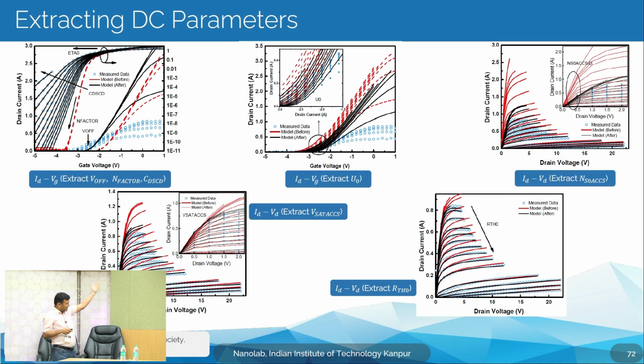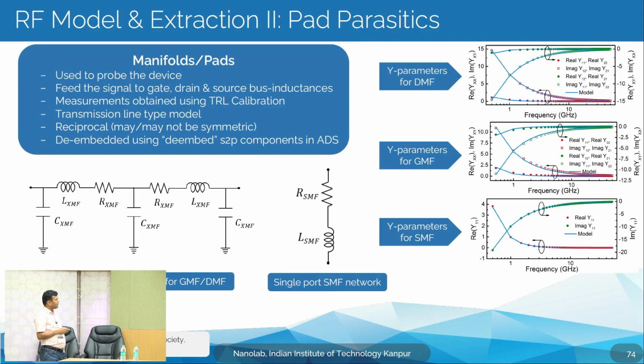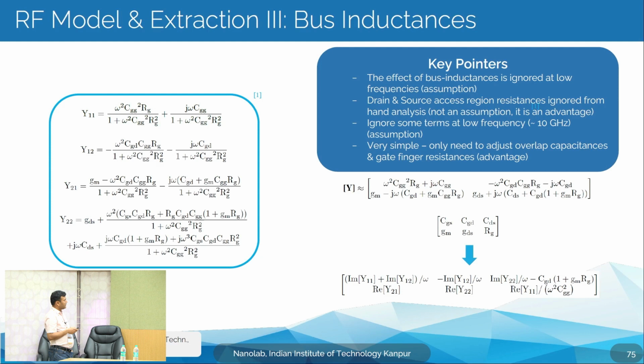Then we have worked on RF devices. So, again RF devices, this is the data from an RF device. Once the DC part is done, we need to have the manifold information, right. So, you need gate, drain and source manifold. This part, what is in the box, is captured by the core ASM HEMT model, and then you need to have these inductors connected there. So, this is how the pad parasitics are being modeled using this symmetric network, and the data is there for the manifold. So, that way we can easily calculate these.